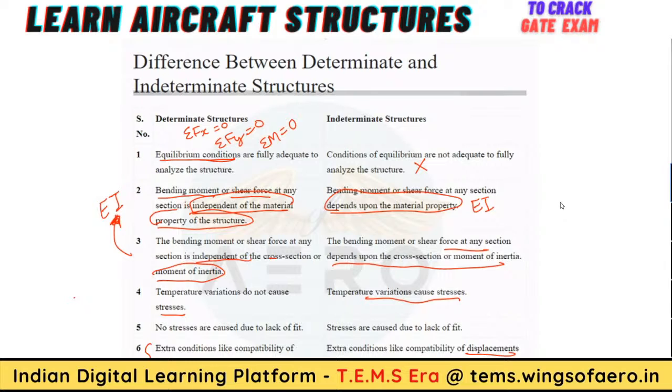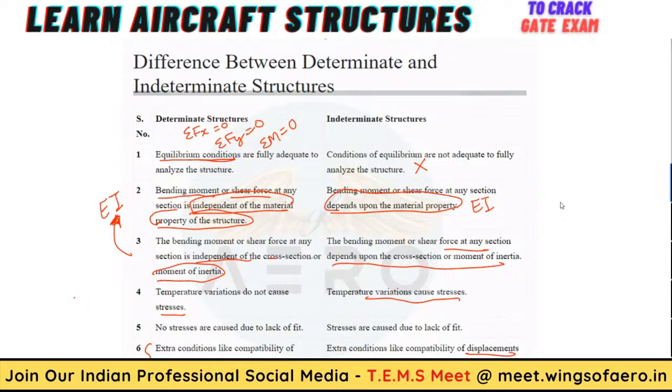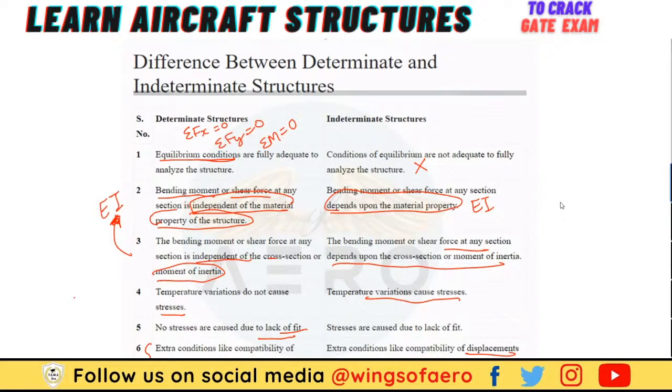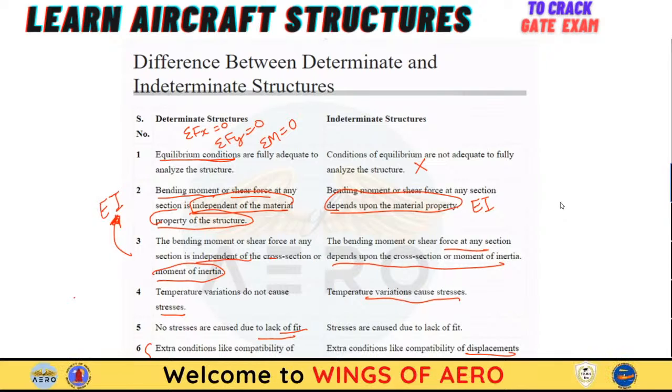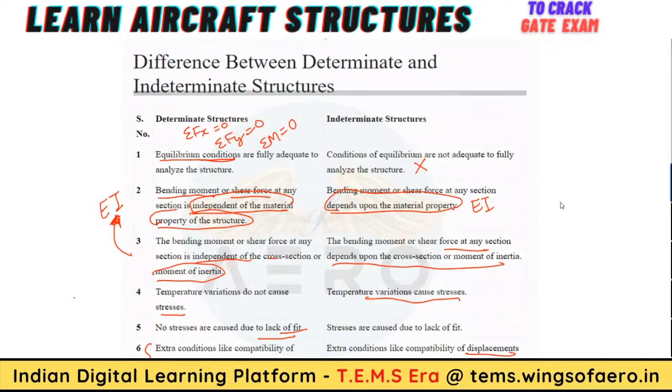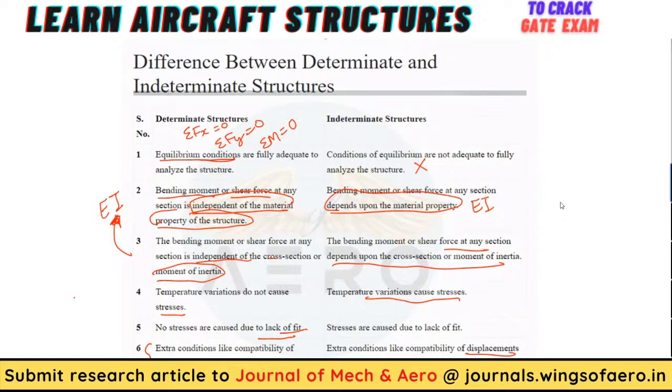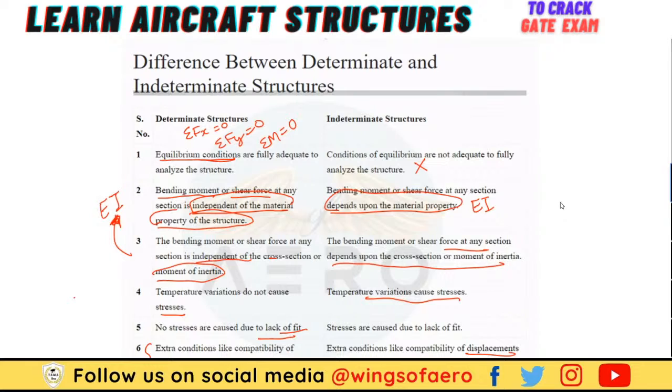Now, what is the meaning of lack of fit? Lack of fit means a joining. Whatever the joining process is, we will not consider it in the determinate structure. It can be rivet joints or whatever type of joints, irrespective of that, those kinds of stresses we will not include in the determinate structure. If it is not joined properly, we will ignore the joining part. We will not see what kind of joint it is.